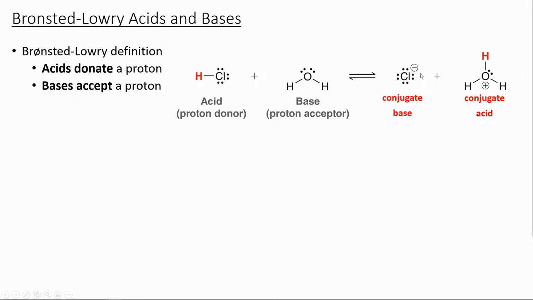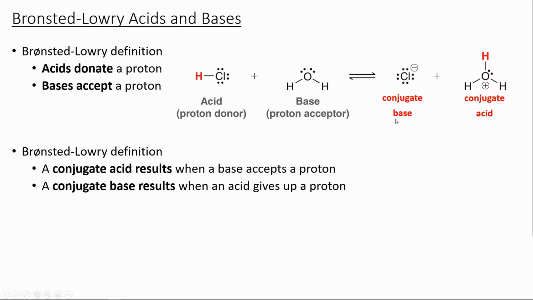You can see on the right side of the equilibrium arrow, the chlorine now has both of the electrons that were in this original hydrogen-chlorine bond, and we've used one lone pair of electrons here to form a new bond with the proton. So we have the conjugate base of the acid.